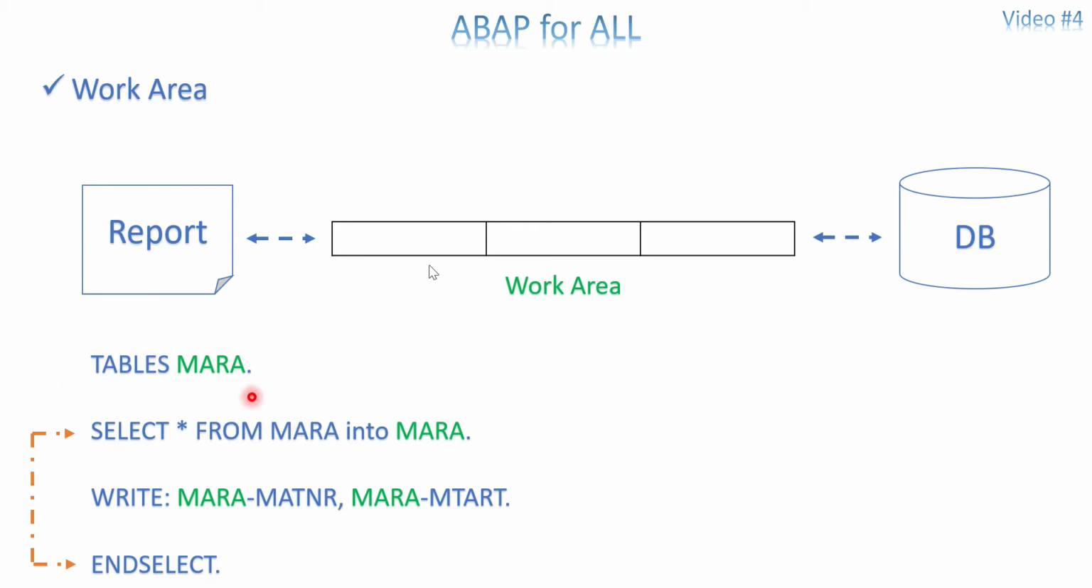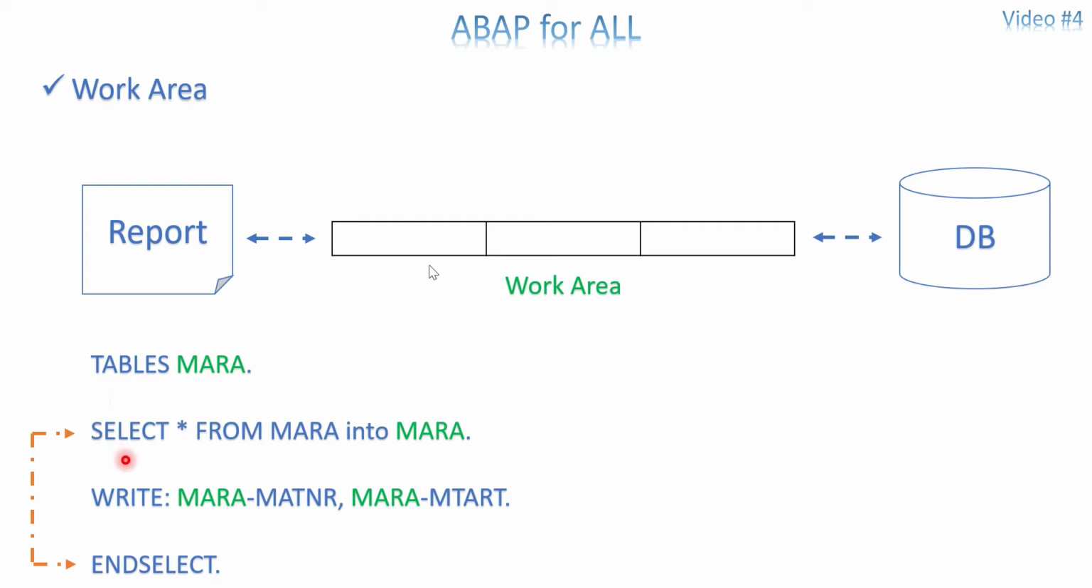So the first line I created is TABLES MARA. What is happening in the background? It creates a work area with the same name, MARA. So for TABLES MARA, MARA should be available in the data dictionary, and in the background it creates a work area for the table MARA. If MARA has 216 columns or fields, then the work area is created with the same name along with the 216 fields. Okay, so that is the way it creates a work area.